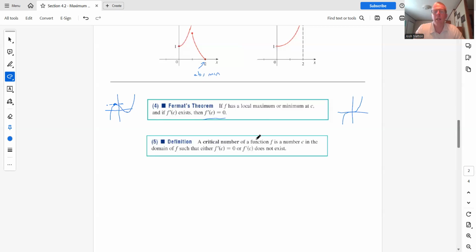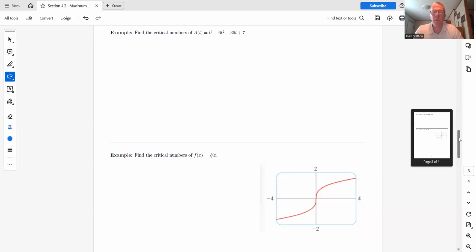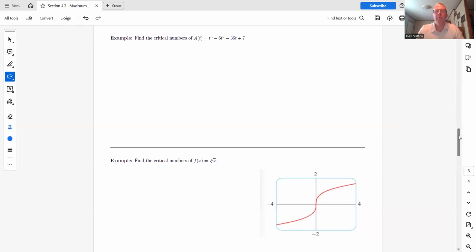So a critical number is a number c in the domain. That's key. It has to be in the domain of f, such that the derivative is 0 or the derivative does not exist. So let's look at a couple of examples here. Find the critical numbers of this function. We're going to take the derivative and set it equal to 0.